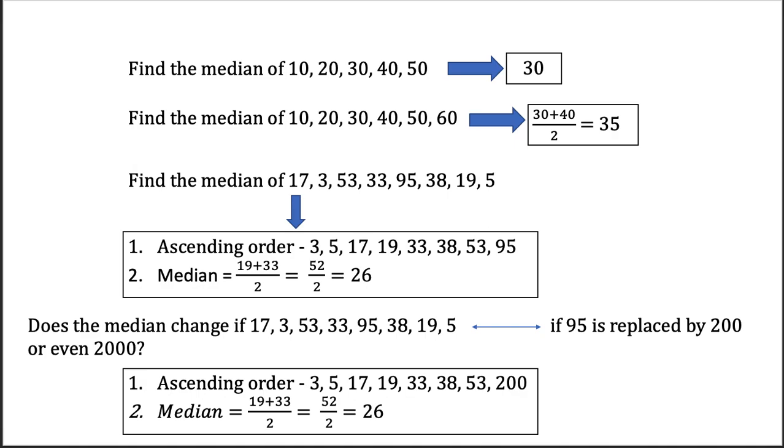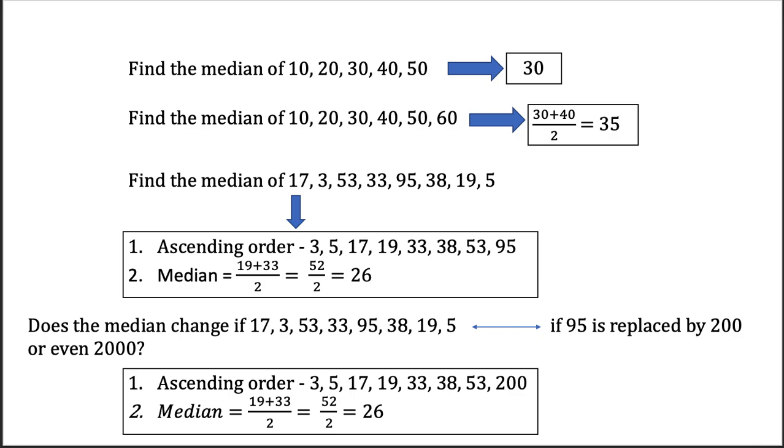It also makes sense to count the numbers in your question and then in your ascending order and ensure they are the same. There were 8 numbers in the question and the ascending order also has 8 numbers. So I know that we have arranged it correctly, and we have included all the numbers. The next step, obviously, is taking the two middle numbers because it is an even number of terms. So we take the two middle numbers, which are 19 and 33, and average them out. The average of 19 and 33 is 52 by 2, which is 26.